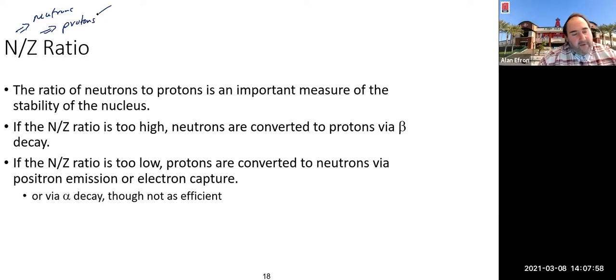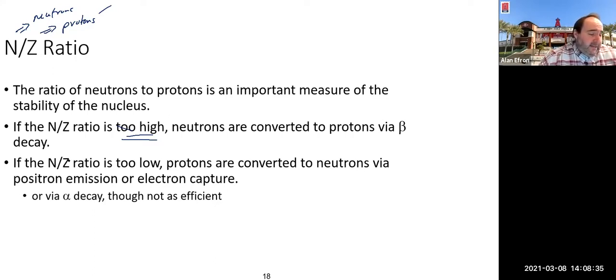If we calculate the N to Z ratio and it's too high, neutrons will be converted to protons, and that will happen through a beta decay. So if we determine this ratio is too high, we will go through a beta decay to bring the ratio back down to a more acceptable level. It will result in not necessarily a perfect ratio, but it will be much better than it was before.